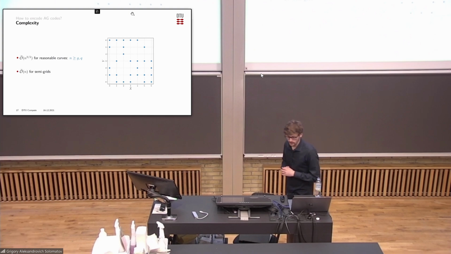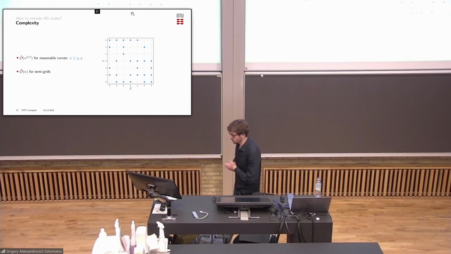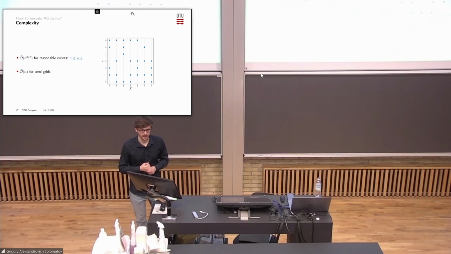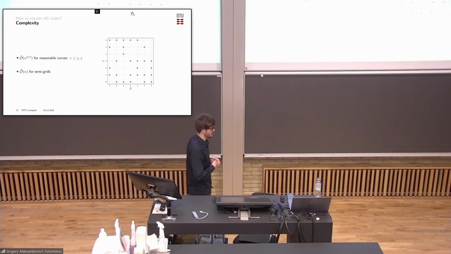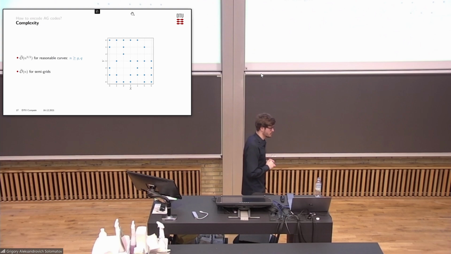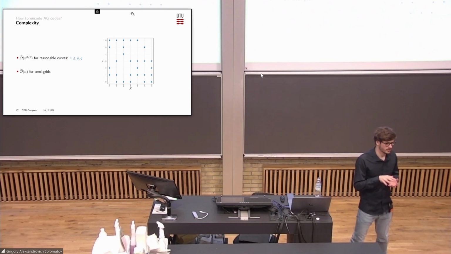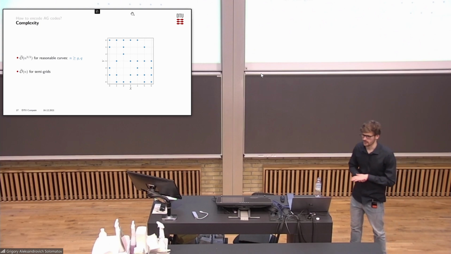And secondly, if we now restrict the kinds of curves that we use, then we can get an even better complexity and even better speed, which is in a certain sense almost optimal. And this has to do with curves where the points form a structure that we call a semi-grid.